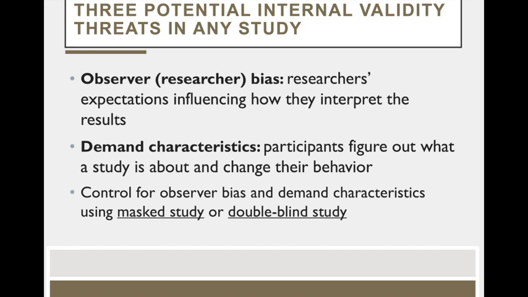The other kinds of threats to internal validity that are present in any study are observer or researcher bias, where the researcher's expectations influence how they interpret results. So they're in interviews and they're making notes about what's happening with participants, and the things that they note down, the things that they write, or the way they interpret that data and how they later score it is affected by their knowledge of their own hypothesis, right? So they're basically changing their answers to support their hypothesis.